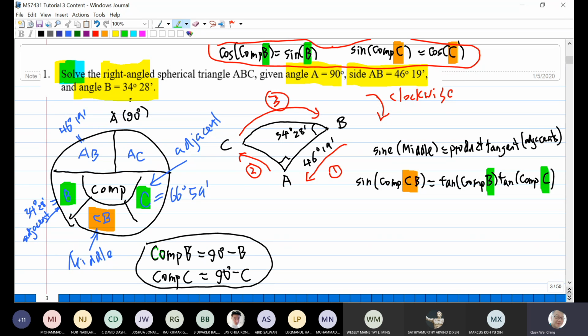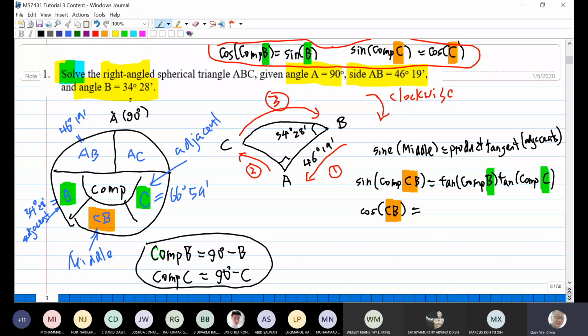So last time I mentioned sine of co-C is cosine of C. So this one we have already settled. So we know that this is actually cosine of CB now. Don't need co anymore, just change to cosine. Cosine of CB. Now the next one, how to do this? It's the same thing. Co-B means 90 minus B.